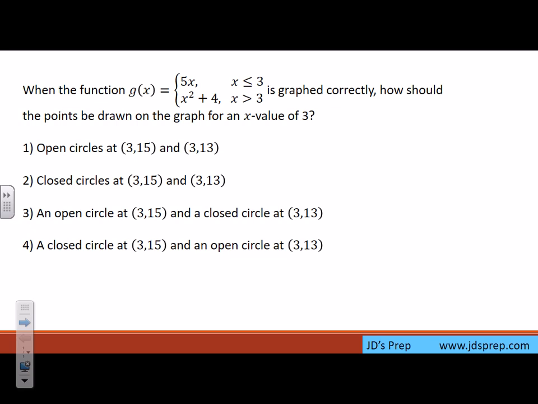In this problem, we want to know when the function g of x, which is defined as 5x if x is less than or equal to 3, or x squared plus 4 if x is greater than 3, is graphed correctly, how should the points be drawn on the graph at the x value of 3?